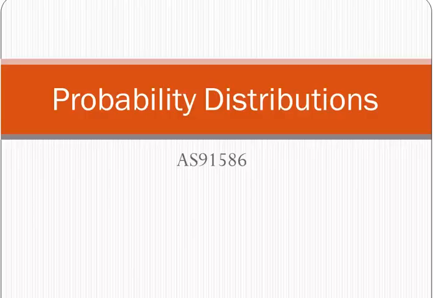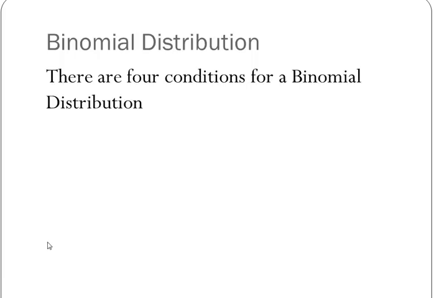Okay, so this is my first video on probability distributions, and I'm going to look at my first distribution, which is the binomial distribution. Now, there are four conditions to the binomial distribution, and you need to make sure that you learn these because they will not appear on the formula sheet anyway, and they could ask you to justify a distribution or to list these.